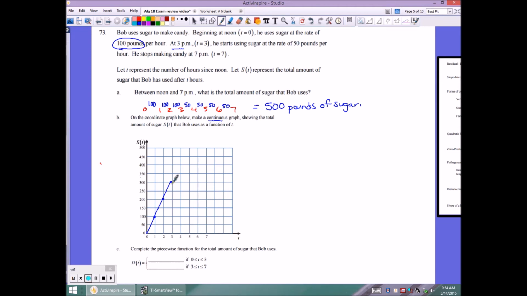So here, in 1 hour, he only increases 50. Another hour, only 50. 50 and 50 for 4 more hours until we get to 7. So that would be the graph. One rate changed to another rate.